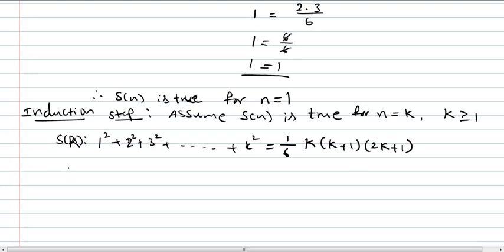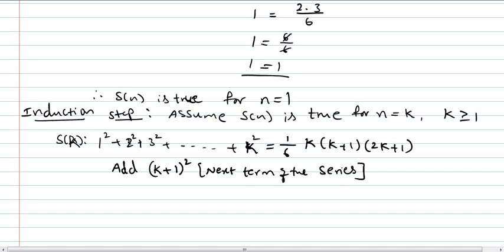Now the next step is very important. Here we have 1 square plus 2 square and so on up to k square. What is the next term of this series? Yes, k plus 1 whole square. So add that term on both sides. Add k plus 1 whole square, which is the next term of the series, on both sides.